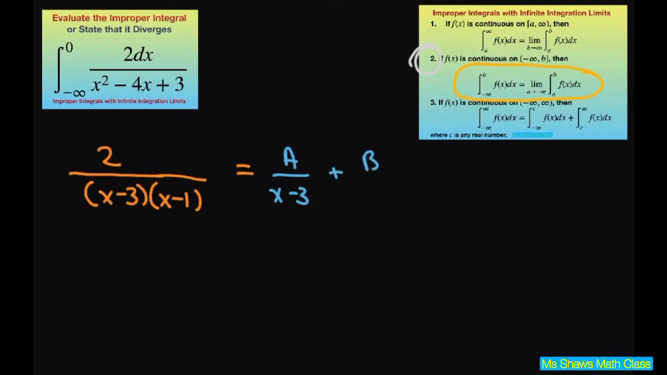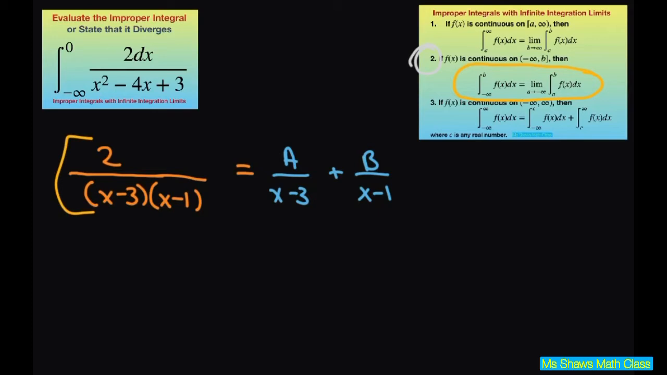Before we can do this, we need to use partial fraction decomposition to make integration easier. Some of you already know how to do this, but we'll go ahead and do this very quickly, as fast as I can. So I'm going to have 2 divided by x minus 3 times x minus 1 equals, and then we have 2 linear factors, so it's going to be A divided by x minus 3 plus B divided by x minus 1. And we're trying to find the A and B.